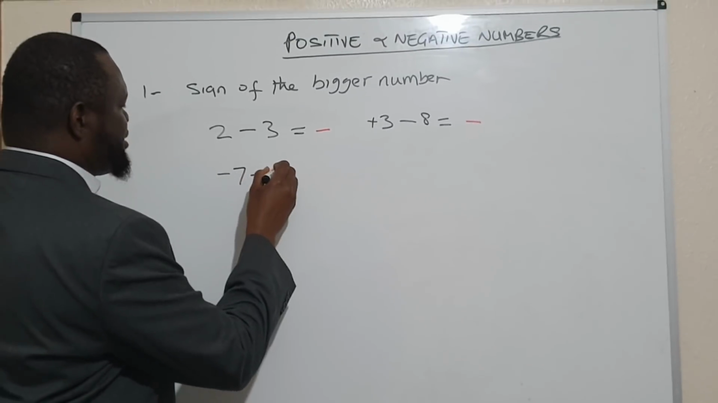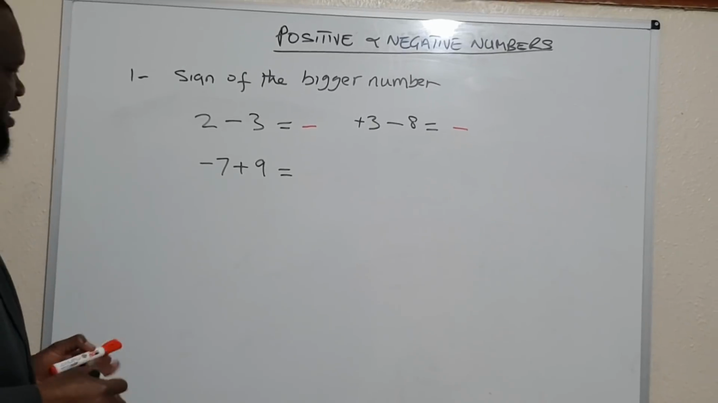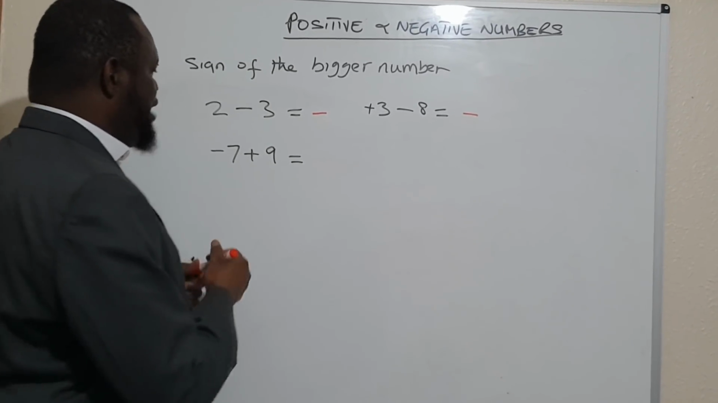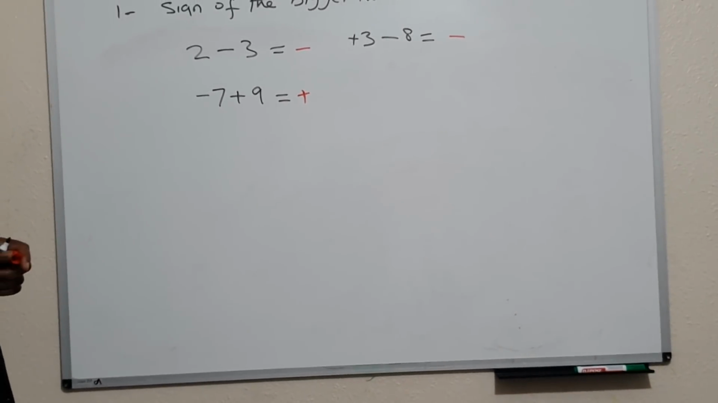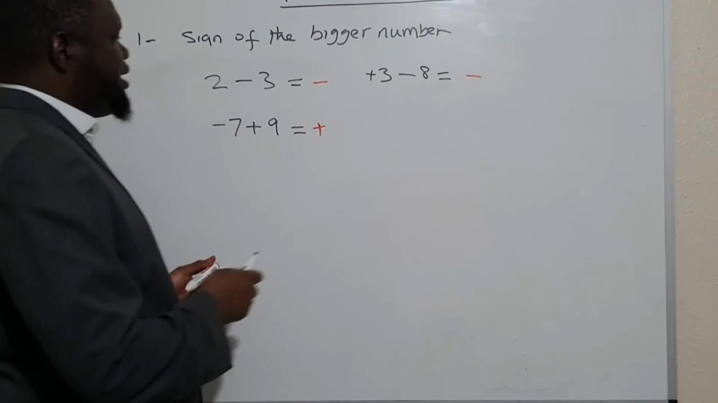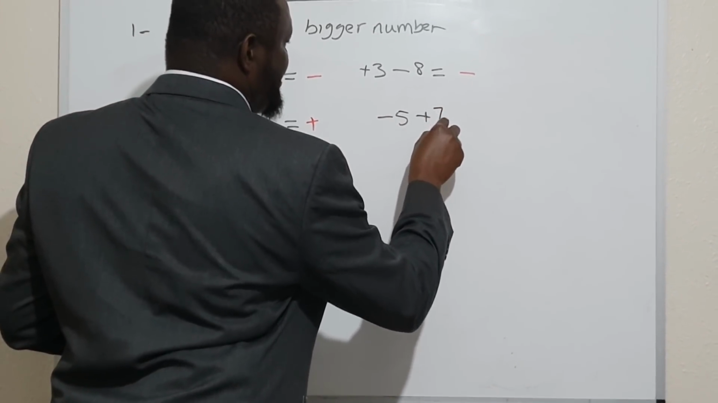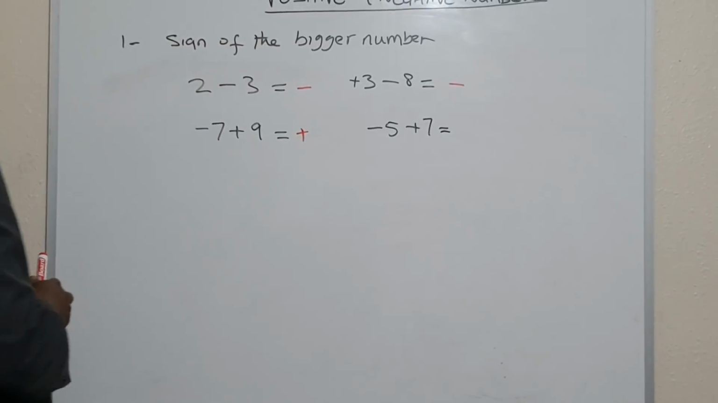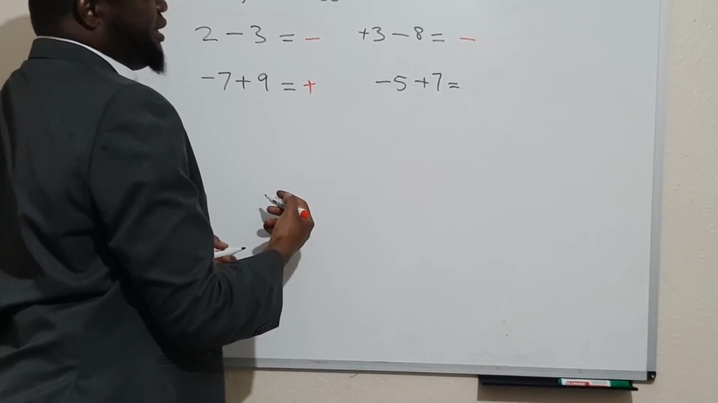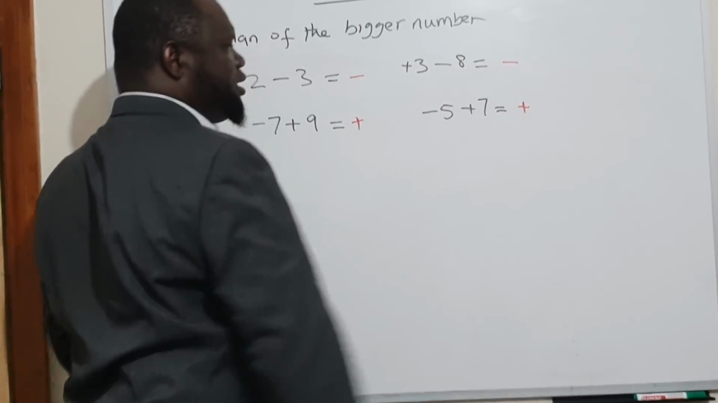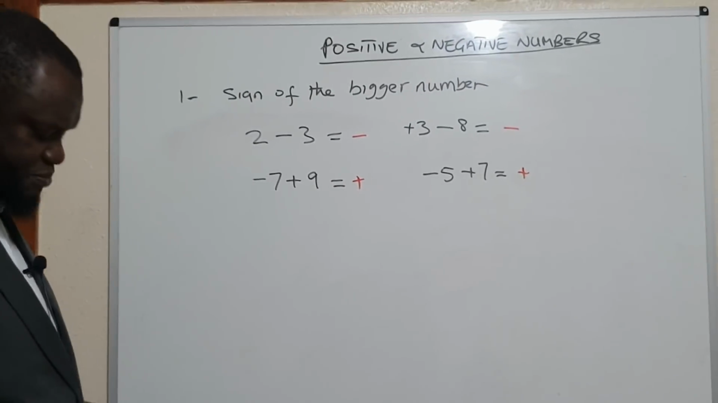So look at this: minus 7 plus 9. Now, which number is bigger? 9. 9 is bigger, so your answer will have a positive? Yes. Okay? Same thing. However you flip it, minus 5 plus 8 or 7, what is the sign of the bigger number? 7 is the bigger number. What's the sign of 7? Plus. So your answer will be positive. This is what you call sign of the bigger number.